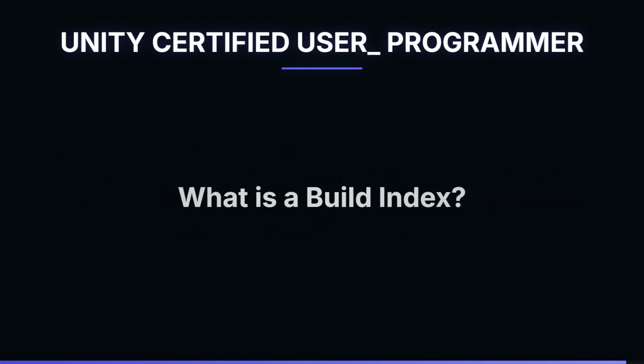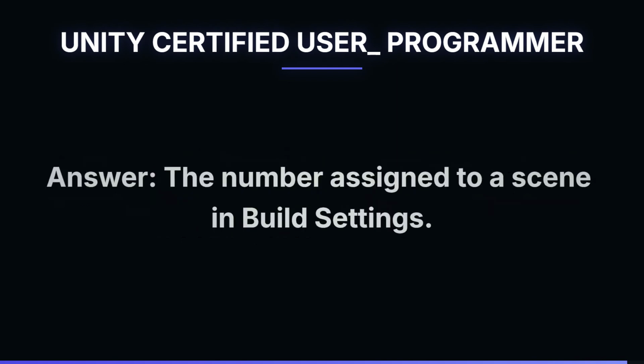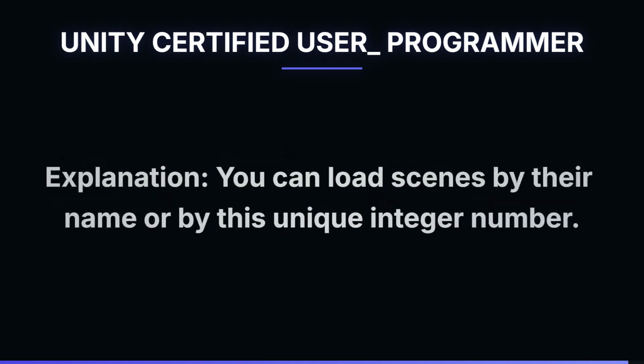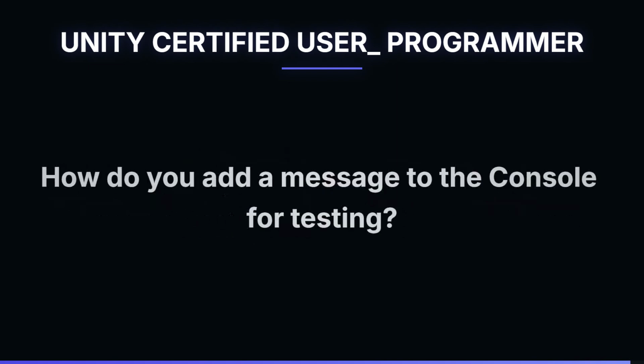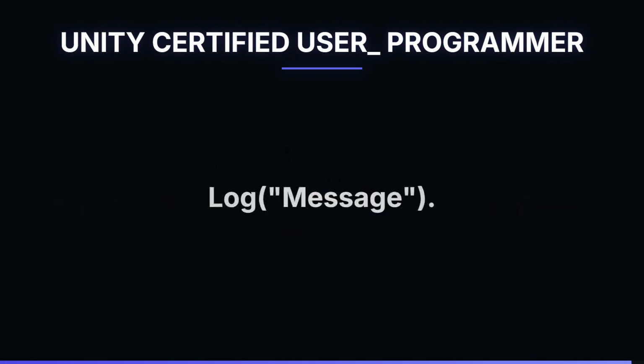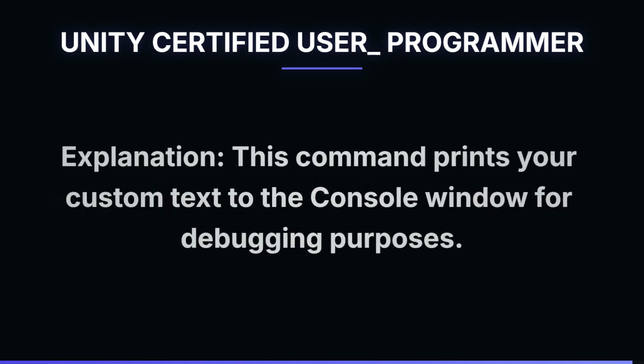13. What is a build index? Answer: the number assigned to a scene in build settings. Explanation: you can load scenes by their name or by this unique integer number. 14. How do you add a message to the console for testing? Log message. Explanation: this command prints your custom text to the console window for debugging purposes.